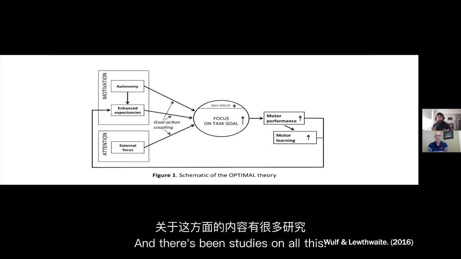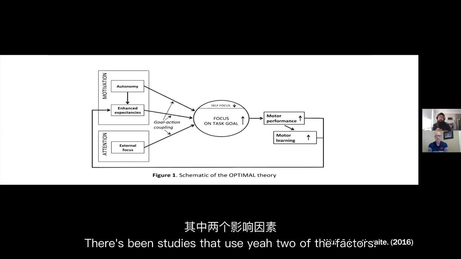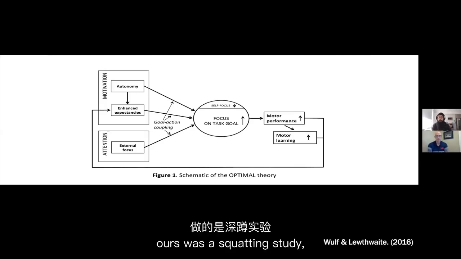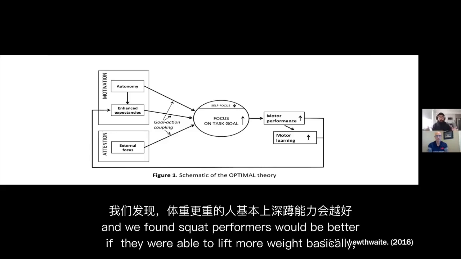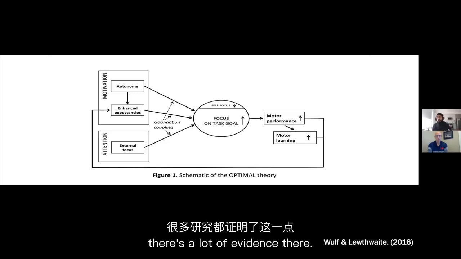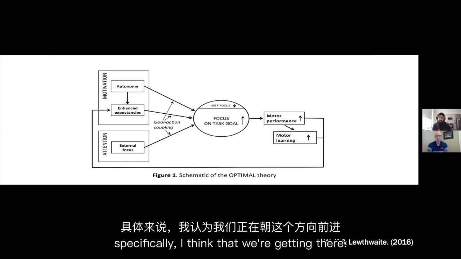And there have been studies on all of this. There have been studies that used each individual factor, and studies that used two of the factors. Then we published a study on force production where we used all three of them. Ours was a squatting study, and we found squat performance was better, they were able to lift more weight, if we just provided these three factors. So there's a lot of evidence there, but in volleyball specifically, I think we're getting there.